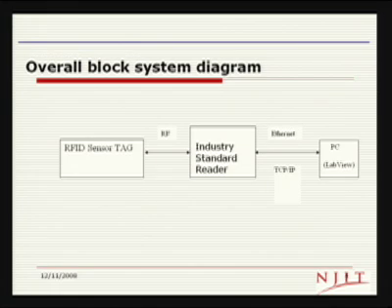This is a more simplified block system diagram of the overall system. As you can see, to the left we have the RFID sensor tag. It communicates with the industry reader through the RF link connection. And then this reader will communicate with the PC through an Ethernet TCP/IP cable.